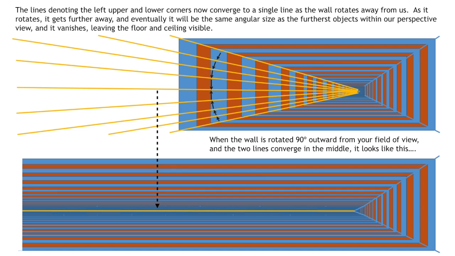So the lines denoting the left upper and lower corners now converge to a single line as the wall rotates out away from us. As it rotates, it gets further away, and eventually it will be the same angular size as the furthest objects within our perspective view, and it vanishes, leaving the floor and ceiling visible. So again, we're just rotating the wall more and more outward away from us, and eventually, as it rotates out, it will get so far away that it will be the same distance essentially as that vanishing point is in that original one perspective view where we were equidistant from the walls and ceiling.